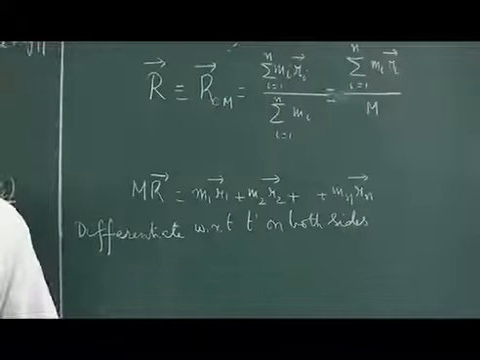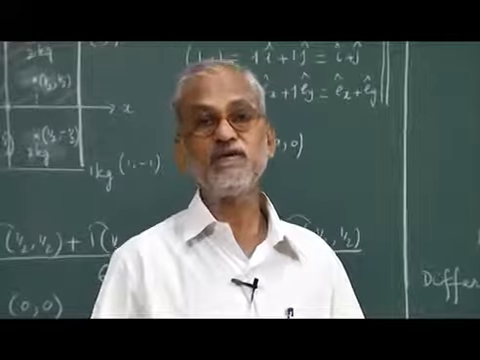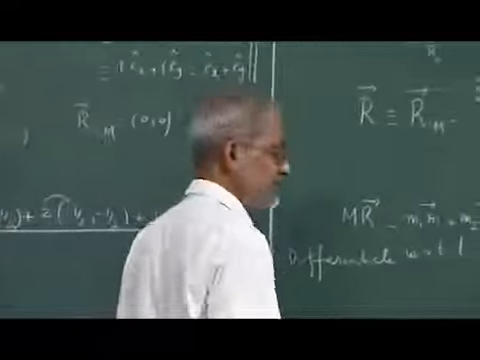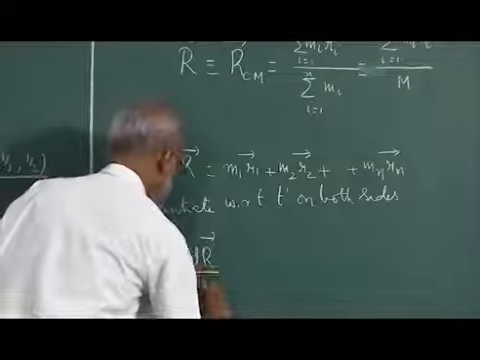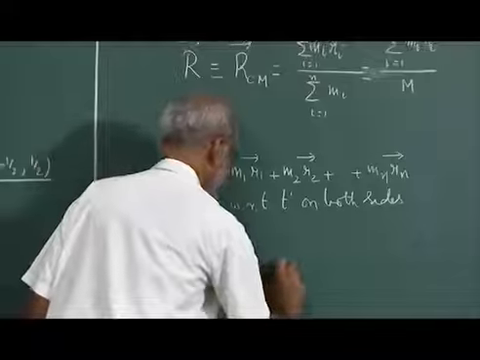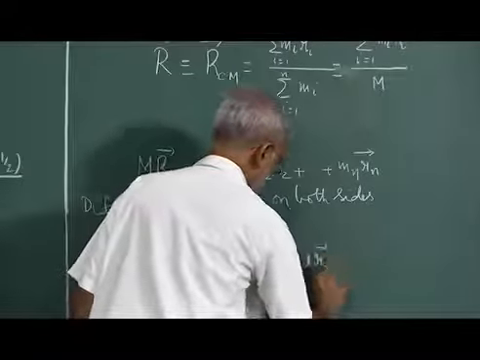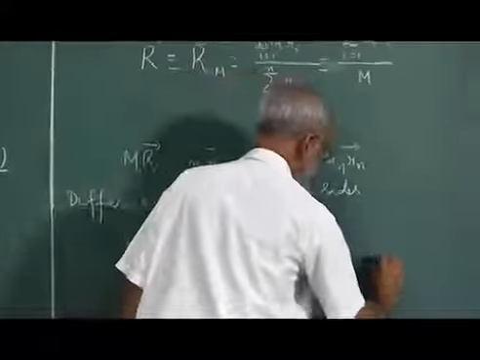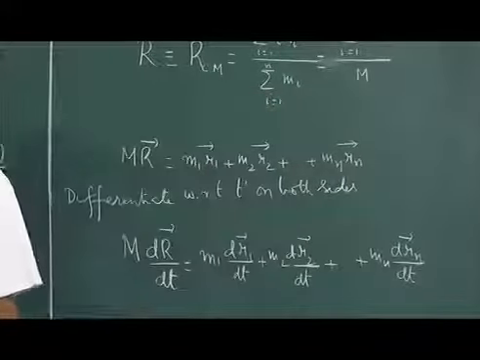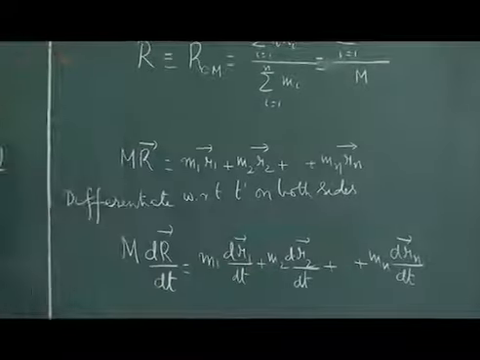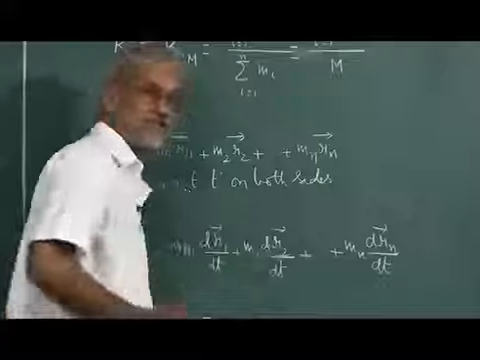Remember, the particles are going to move, but the masses are not going to change. Therefore, the position vectors of these particles are all functions of time, so there is meaning in differentiating the position vectors with respect to time. So what do we get? M into dR by dt is equal to m1 dr1 vector by dt plus m2 times dr2 vector by dt, etcetera, all the way up to mn drn vector by dt. We know that dr1 by dt is nothing but the velocity vector of the first particle. Similarly, dr2 by dt is the velocity vector of the second particle.